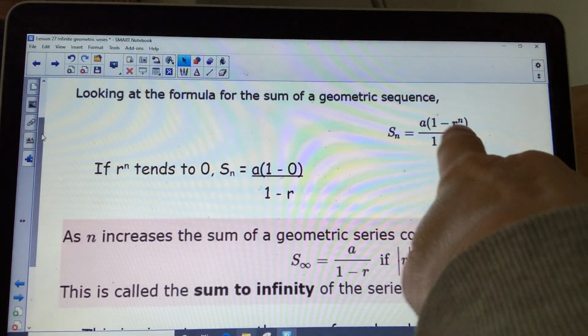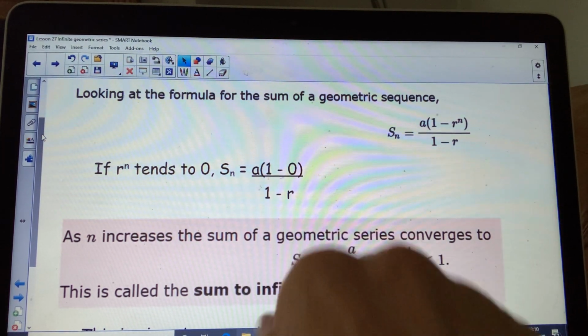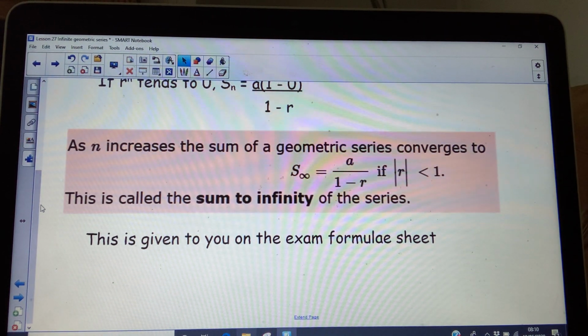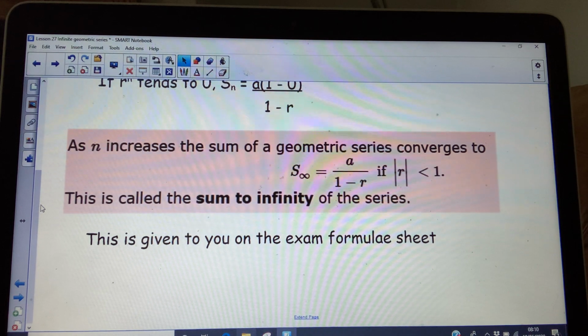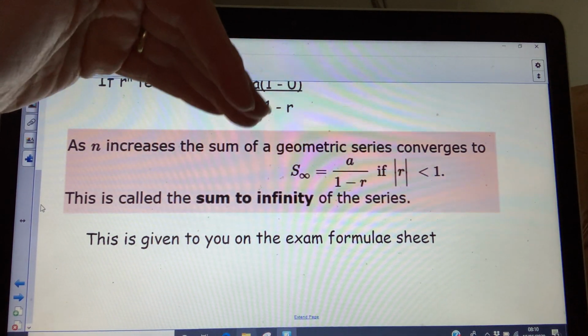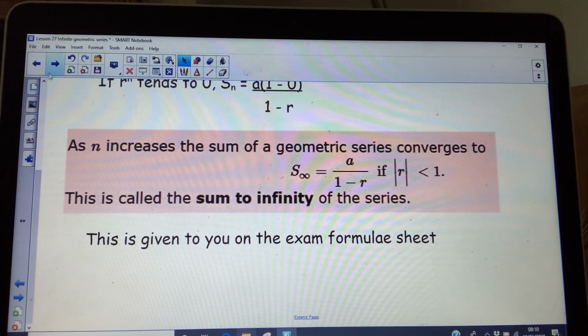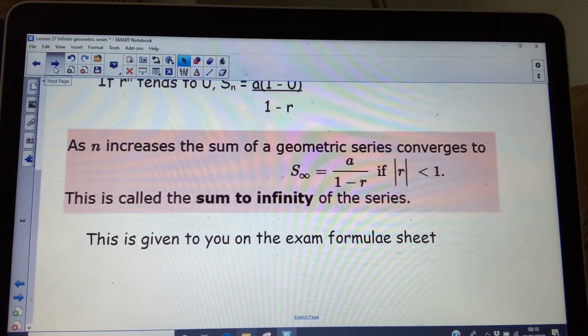So if you replace your r to the n with a 0 in your formula, you're just going to get a times 1 on the top. Here we have our new formula today. To find the sum of a geometric sequence that converges, we have our first term a divided by 1 minus r, and again this is only if r lies between 1 and -1. This will be given to you on your exam formula sheet, so you don't have to learn it. Obviously you need to know it, and you need to know when to use it.